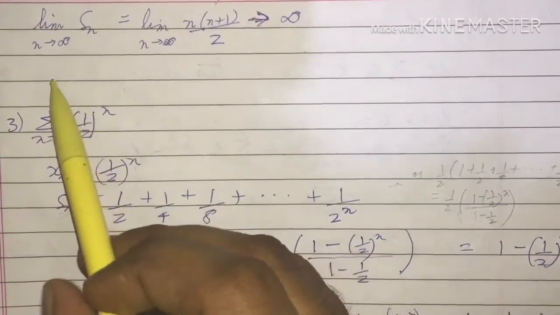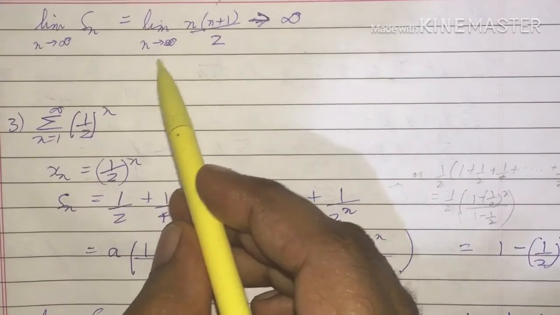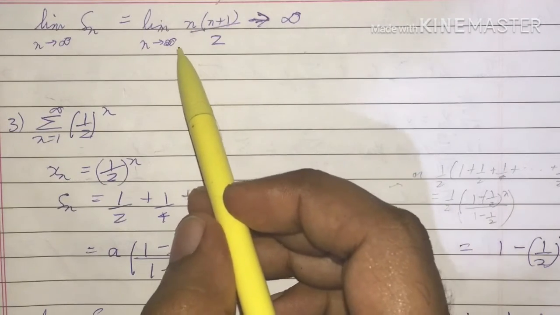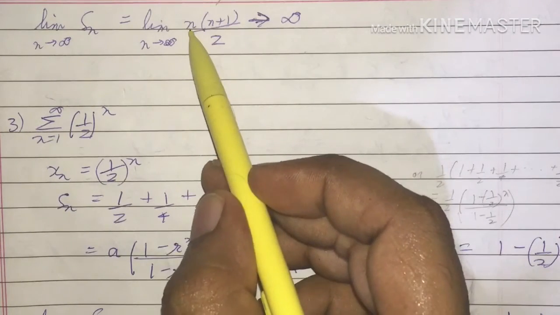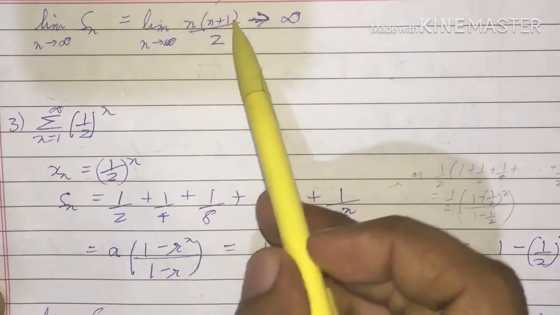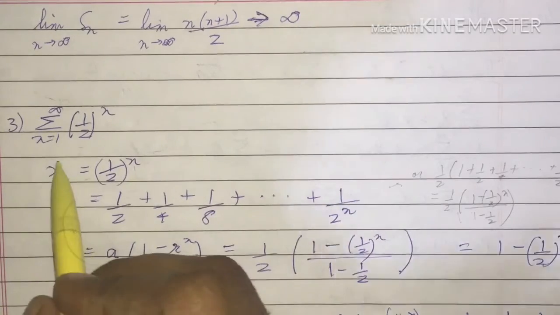And now if we take the limit n tending to infinity of Sn, which is basically limit n tending to infinity of n into n plus 1 by 2. Now we know that this limit diverges to infinity. As n diverges, n plus 1 also diverges. Hence the product diverges to infinity.